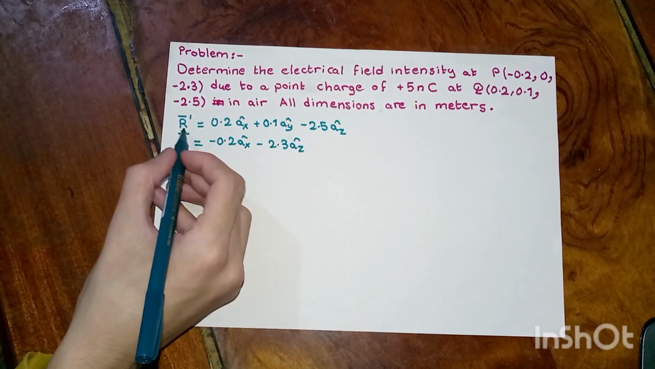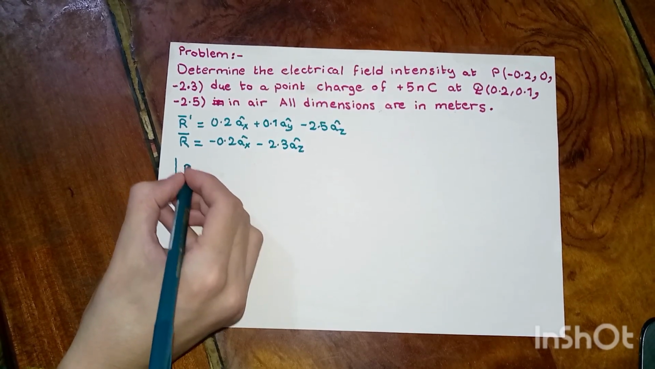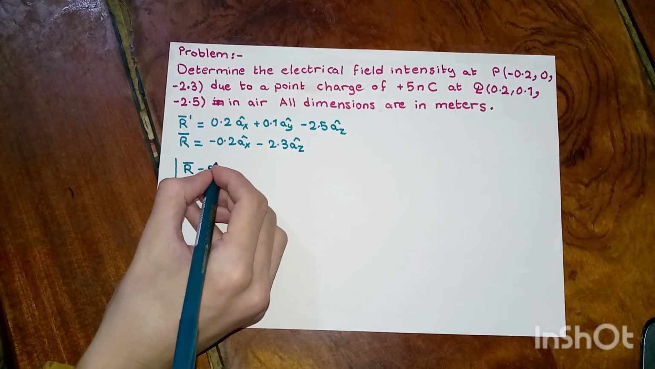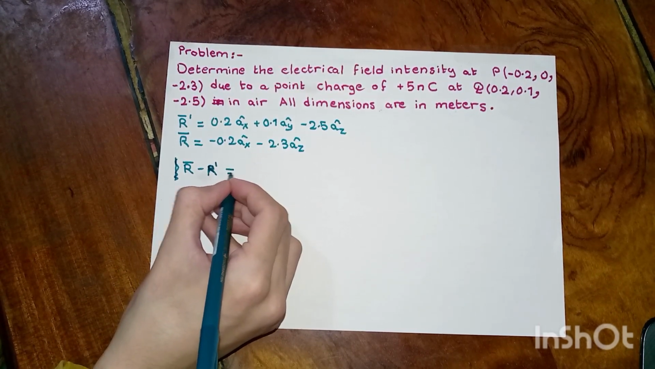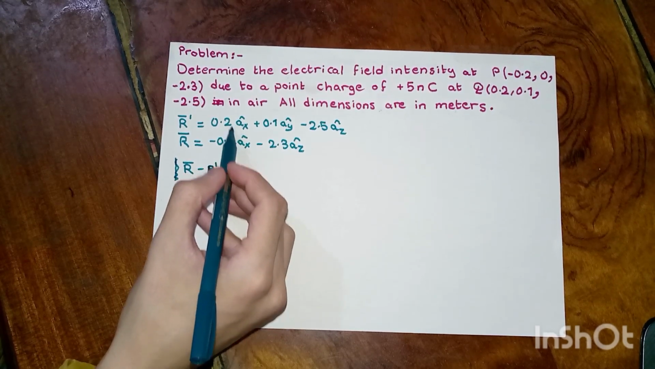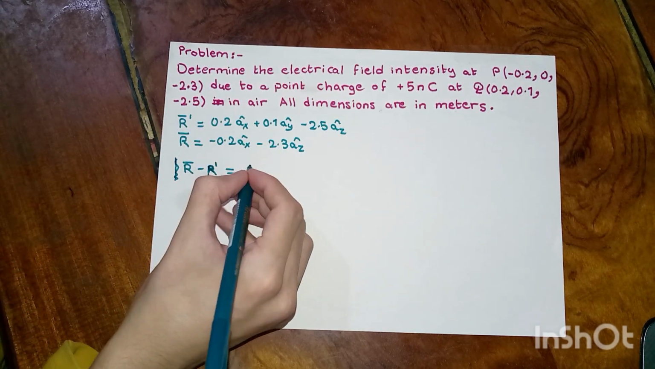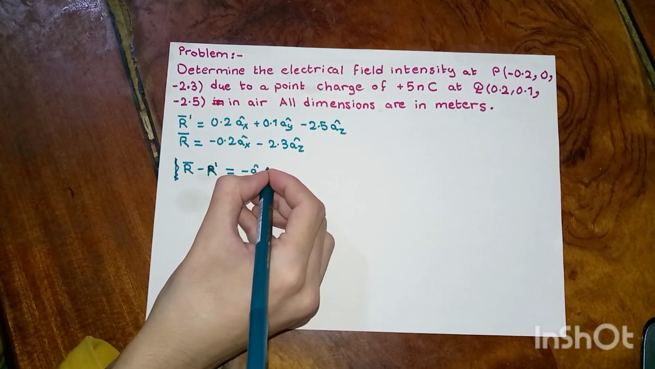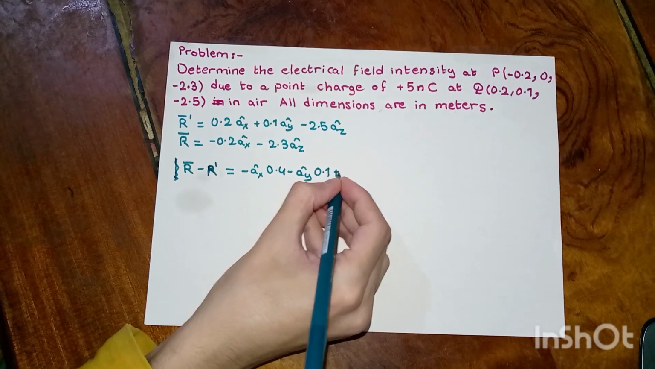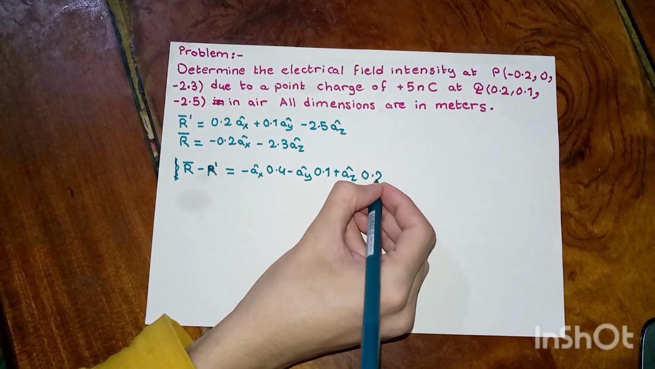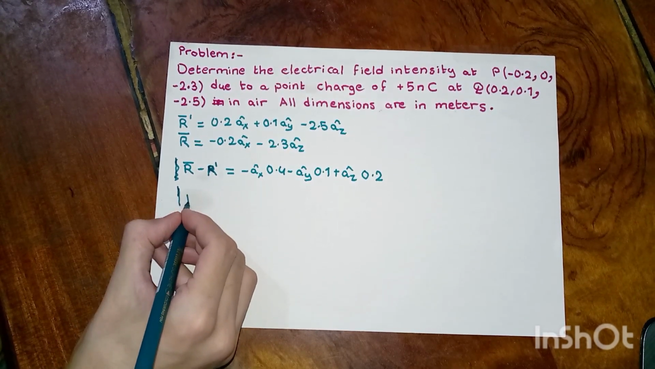And let's find the difference between these two vectors, or the distance between the charge and the point, which is r minus r primed. Now this is the modulus. Okay, firstly let's find the difference, which is r minus r primed. We are going to only subtract x components, y components and z components accordingly. It's a simple operation. We will end up with minus a sub x times 0.4, minus a sub y times 0.1, plus a sub z times 0.2, and we want to find the modulus of this difference.